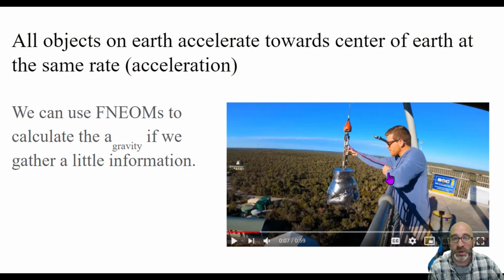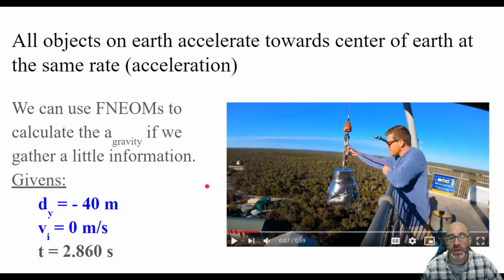So through the course of this video, we found 3 bits of really important given information. We found that the displacement is negative 40 meters. Negative, you ask? I'll explain in a minute. Velocity initial is 0 meters per second because the fist hangs there for just a split second. And then our slow motion film allowed us to figure out it took 2.860 seconds for the fist to go from the top until it crushed the dinosaur.